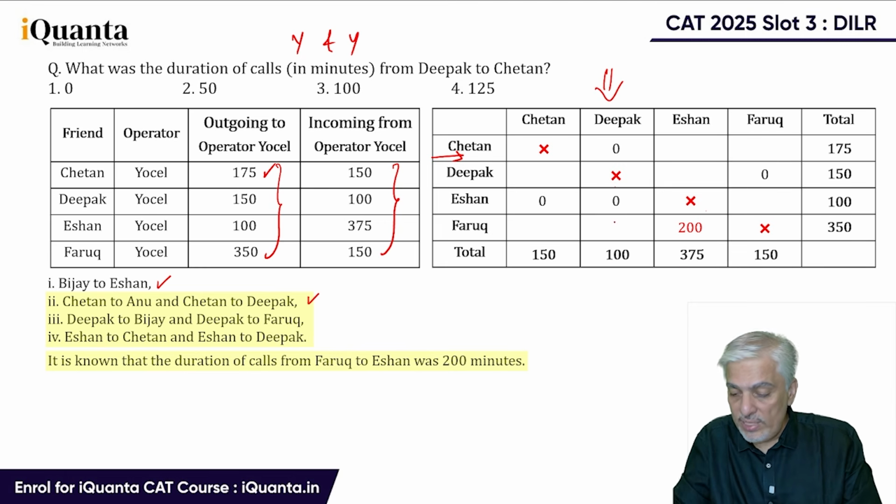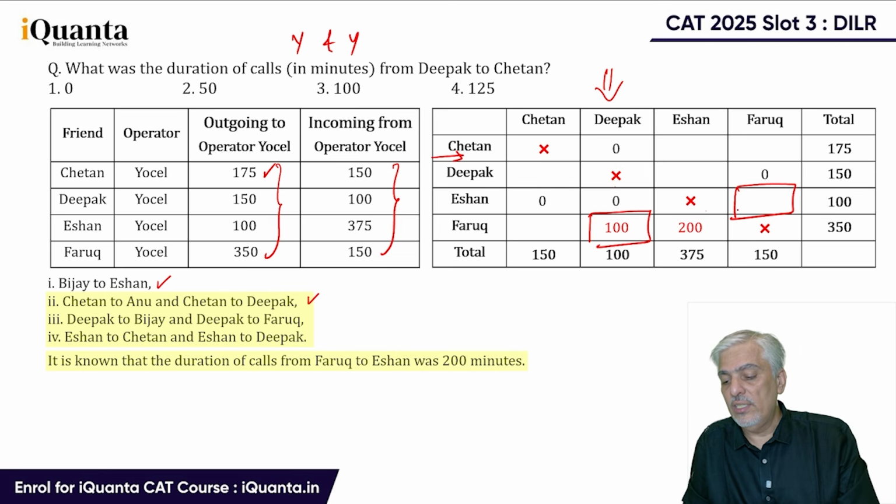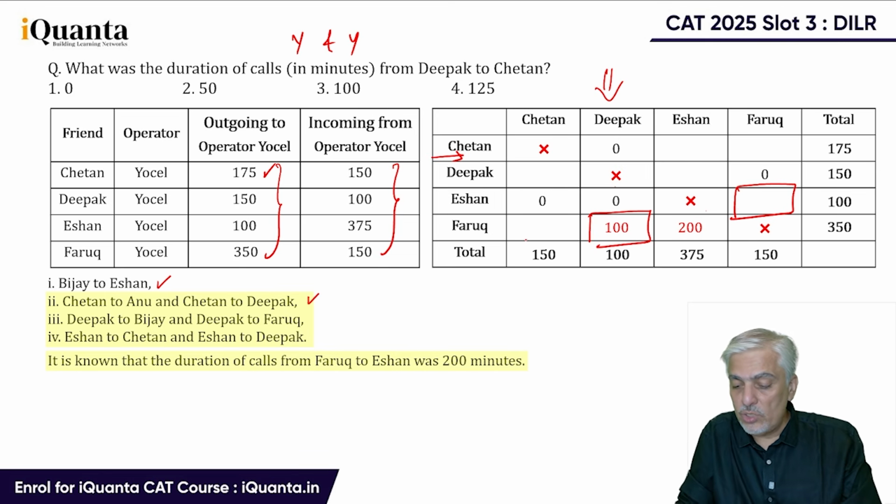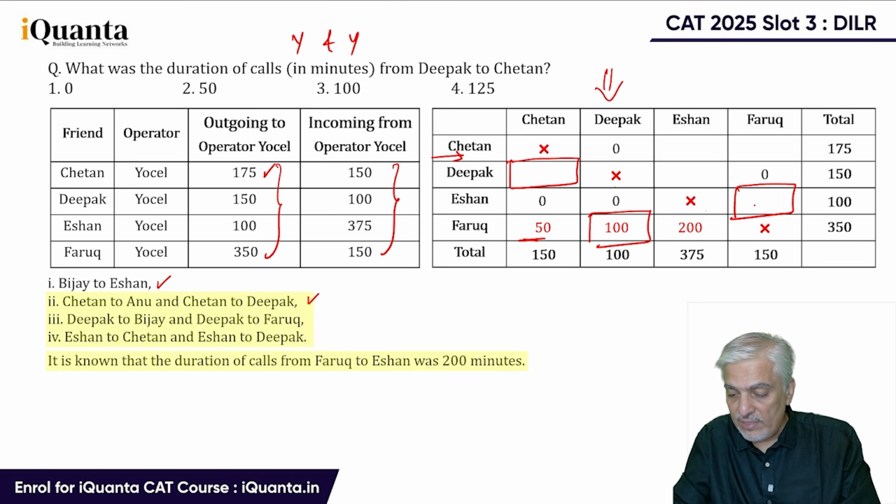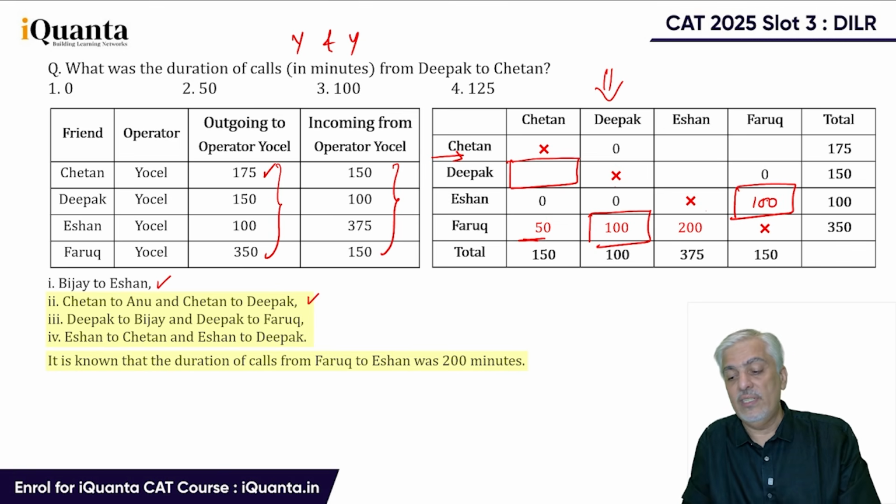Now, I have only a single missing value over here. I can find this and I can find this. These two will come immediately. So, I found this as 100. Once I got that as 100, I'll get this value also. 350 minus 300. So, that will come 50. I want this answer, Deepak to Chetan. So, I don't even need here, even though this was 100, but I don't even need it. So, this will also become 100, missing value. And that's your answer. That's the answer we wanted, Deepak to Chetan, 100.